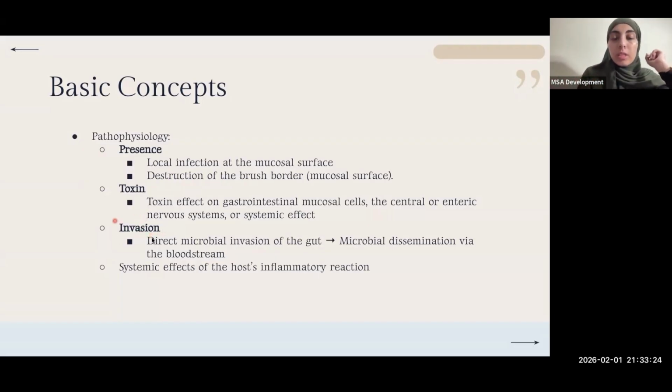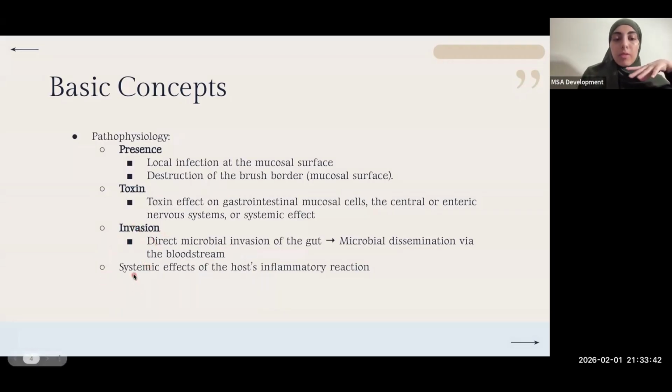And what's special about this invasion is that the diarrhea will have blood. Okay? Think of it as the organism is going through the wall, destroying it, and there's going to be a lot of blood and mucus. It's going to be more of an inflammatory kind of diarrhea, okay? Or dysentery, as we said in the previous slide.